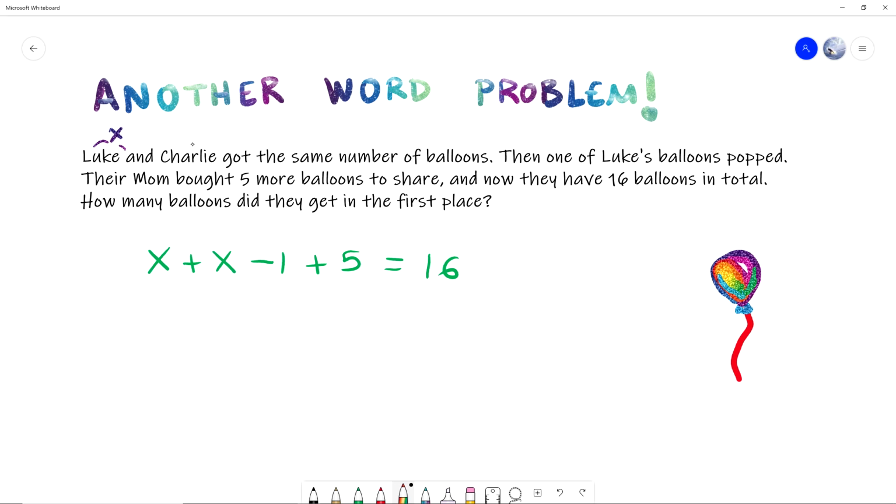Because it says Luke and Charlie have the same number of balloons. Aha, the same number. We don't know the number, but whatever you guys have is the same number.